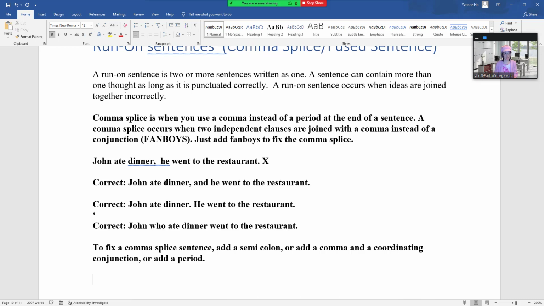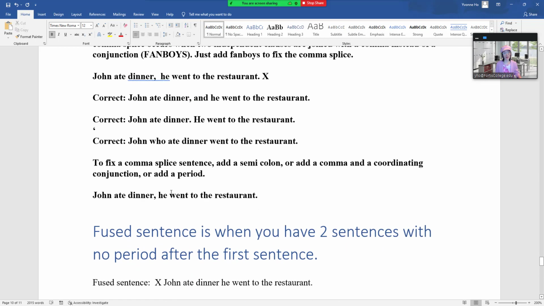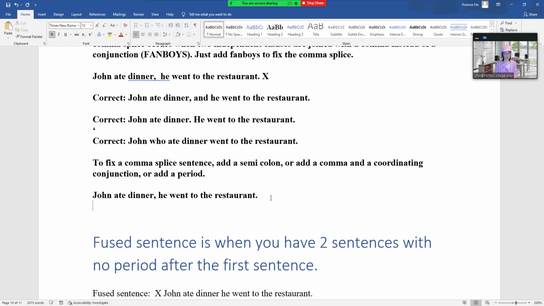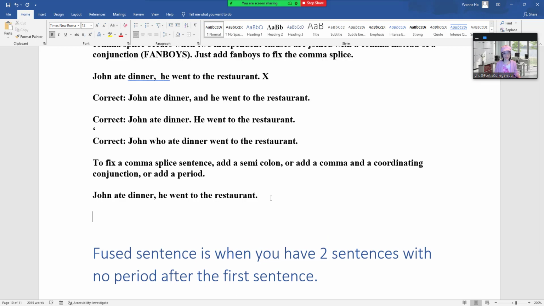So here, if I have "John ate dinner, he went to the restaurant." That's a comma splice, okay? That's not correct, because here you have one independent clause. Where's your period? And then you've got another independent clause. So how do we fix a comma splice? According to your quiz, the first one is you can add a semicolon.